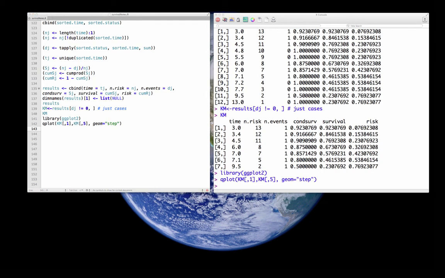In the next talk, we'll talk a little bit more about proportional hazards and how to do it using the tools that are available in R. But you don't have to code your own.